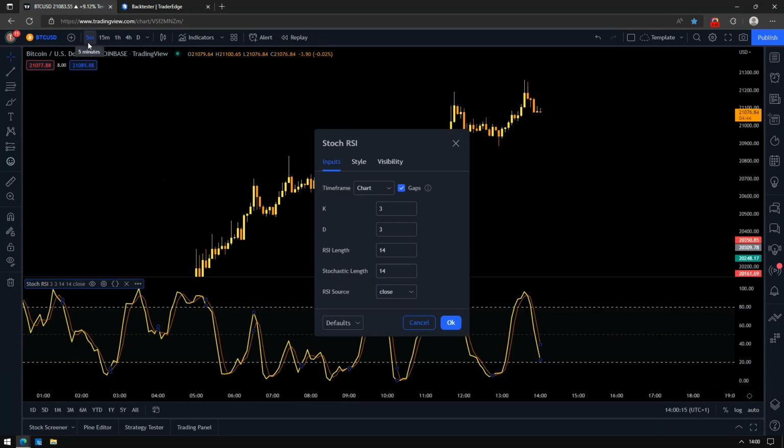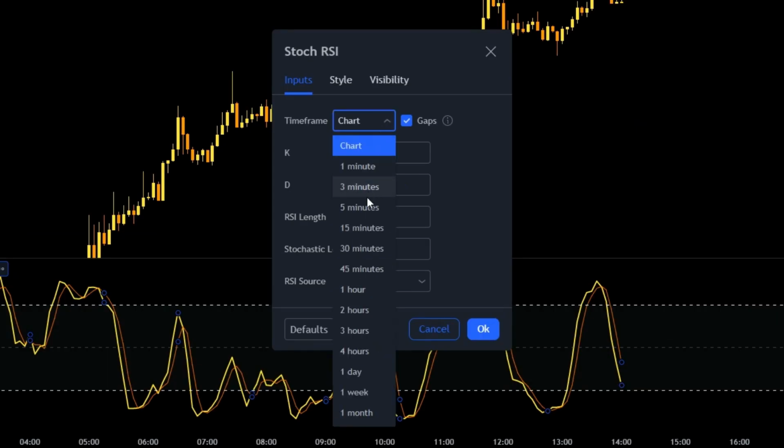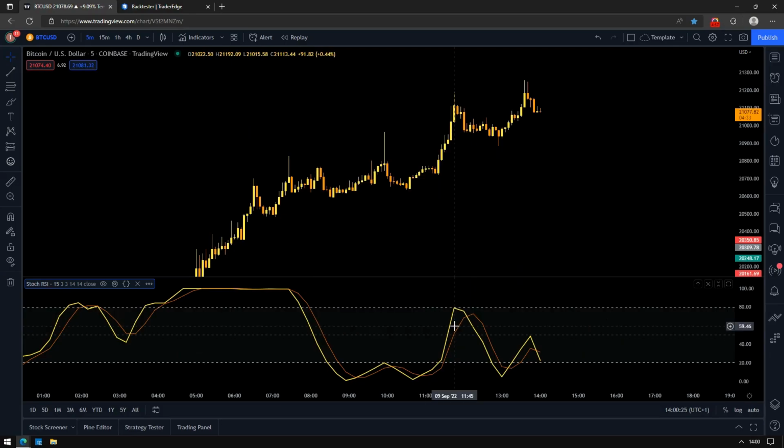We stay on the 5-minute chart, we trade on the 5-minute chart, but on time frame, if we change the stochastic RSI to the 15-minute, look how much cleaner that is already. Now you might be wondering, why don't we just trade on the 15-minute chart? Well, I'm going to tell you why. If we stay on the 5-minute chart, then that means we can get early entries, so we can gain even more profit.